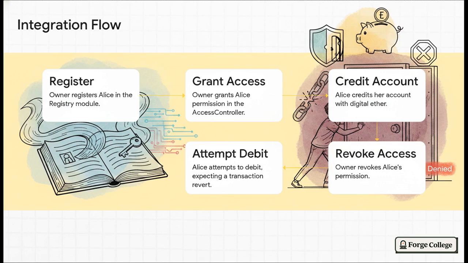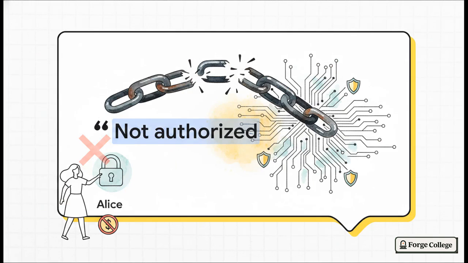Honestly, we fully expect this final step to break during our first test run. And when it does break, not authorized is the exact revert string we want to see. Seriously, it's a beautiful thing. Seeing a transaction revert with exactly the right error message when a revoked user tries to steal digital ether, that's how we prove our cross-contract security is actually holding up under pressure. Because if Alice somehow managed to debit that account after her permissions were revoked, we'd have a catastrophic failure on our hands. Game over.